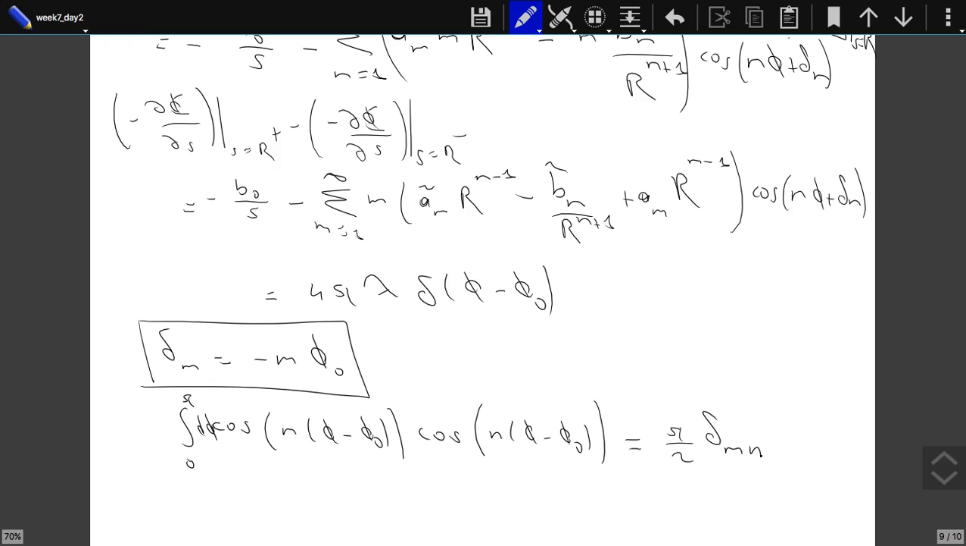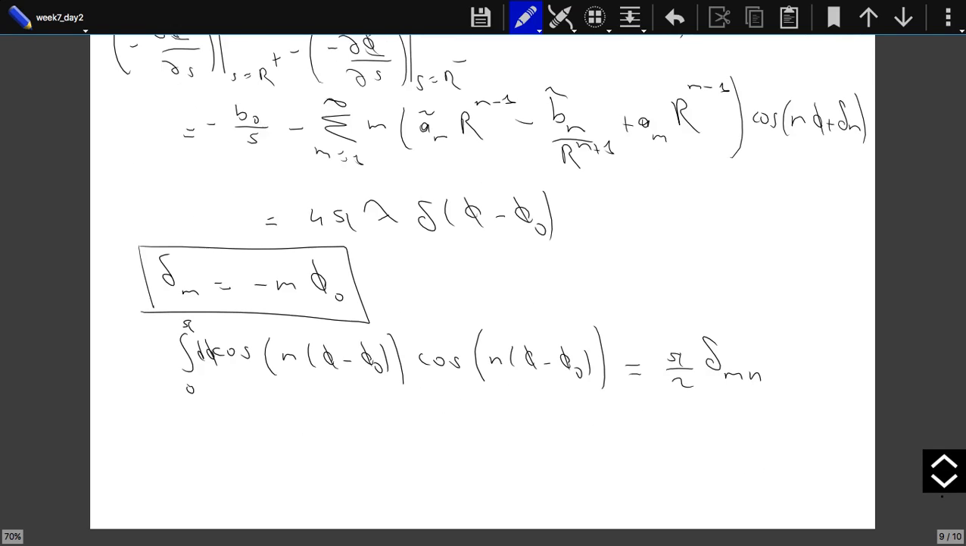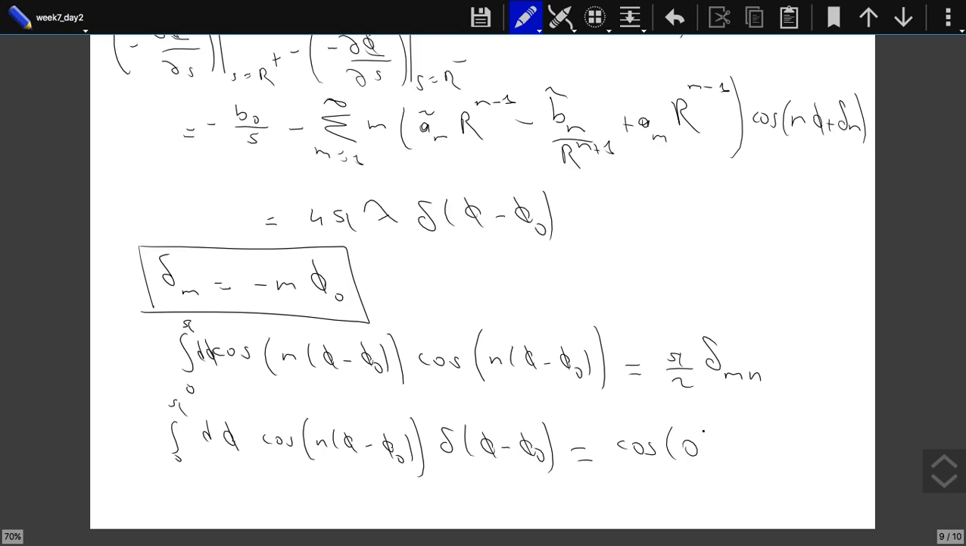On the other side, this is equal to the integral from 0 to pi d phi cosine n times phi minus phi 0 times Dirac delta phi minus phi 0. This is equal to cosine 0, which is 1. And hence, we have this relation over here. Take that relation, multiply it with cosine n phi minus phi 0, and carry out this integration.